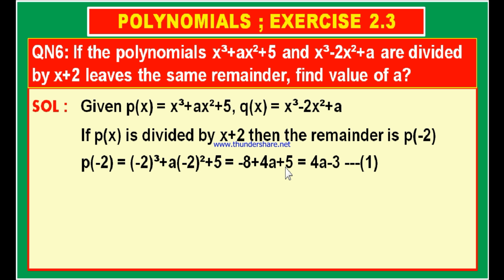Minus 8 plus 5, these two are of different signs. Therefore, you subtract the least number from the highest, means 8 minus 5 is 3 and the greatest number with sign is negative, therefore it is minus 3. So, minus 8 plus 4a plus 5 is equal to 4a, minus 8 plus 5 is minus 3.